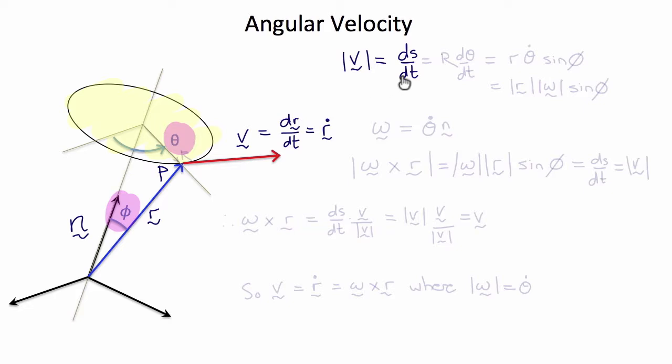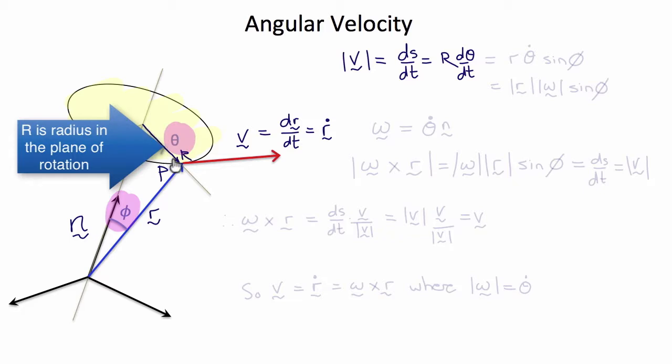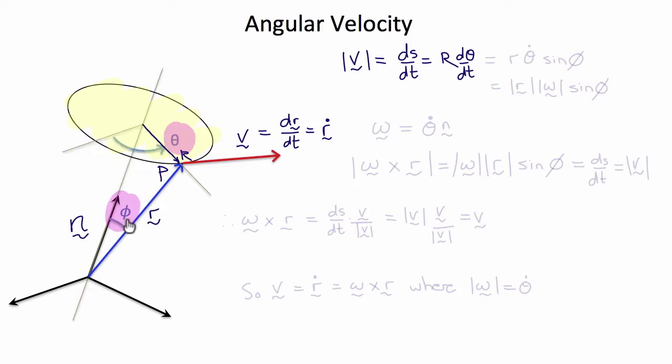Now the magnitude of v is ds/dt, where s is arc length around the arc, which would be r d theta/dt. Now r here is the radius in the plane of rotation of the point P, which is therefore r sine phi. So ds/dt equals little r theta dot sine phi, where little r is the magnitude of the position vector r, and theta dot is the magnitude of the angular velocity vector omega. So the magnitude of the velocity equals the magnitude of the radius times the magnitude of the angular velocity times sine of phi, where the angular velocity vector has magnitude theta dot and direction n.